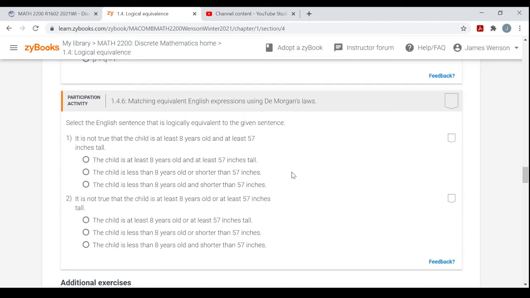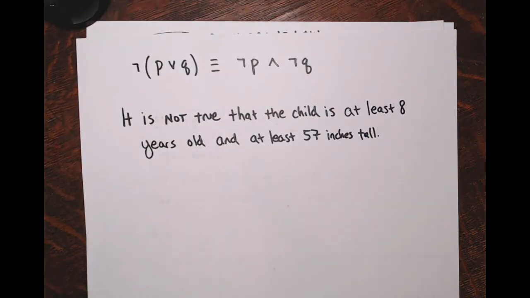All right. And finally, the last activity before the additional exercises. Matching equivalent English expressions using De Morgan's laws. So select the English sentence that is logically equivalent, always has the same truth value, to the given sentence. It is not true that the child is at least 8 years old and at least 57 inches tall. All right, so I'm going to write that out on paper. Okay, so I've written out that sentence.